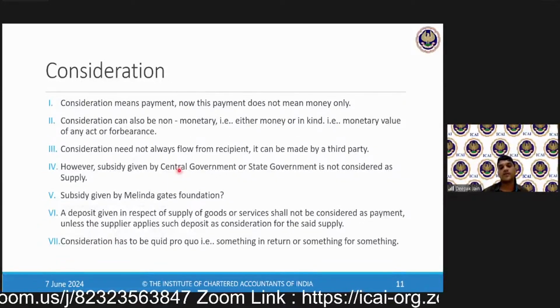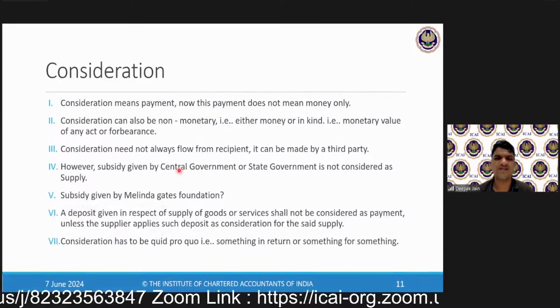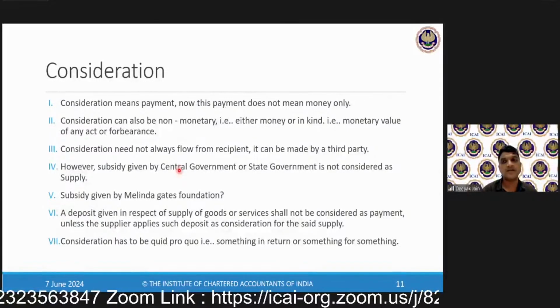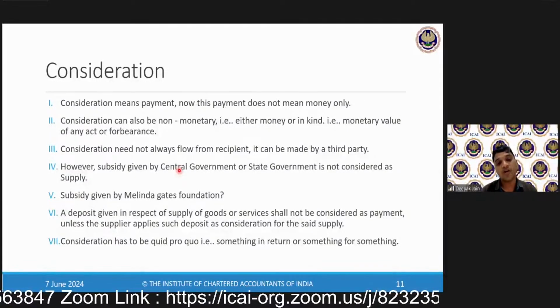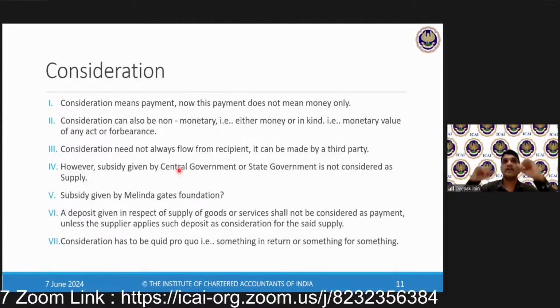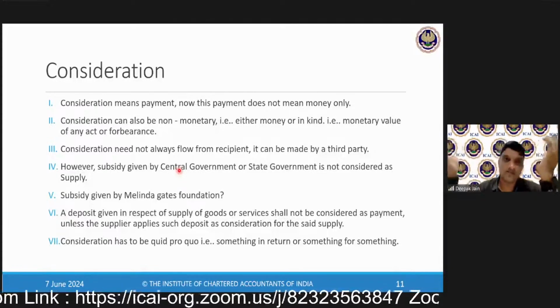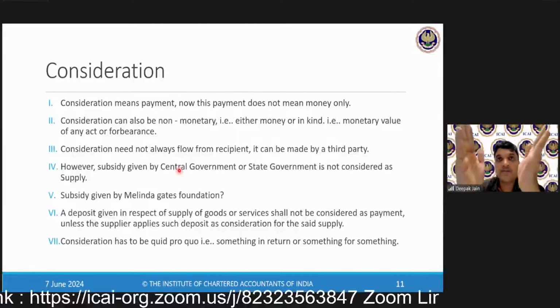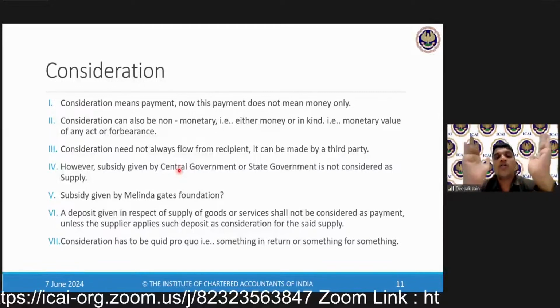Now come to the aspect of consideration. Consideration is very clear. Consideration means payment. It can be non-monetary also, wherein I agree that I will pay you something else in kind. That is also consideration. Consideration need not be in money. It can be in non-monetary terms also.